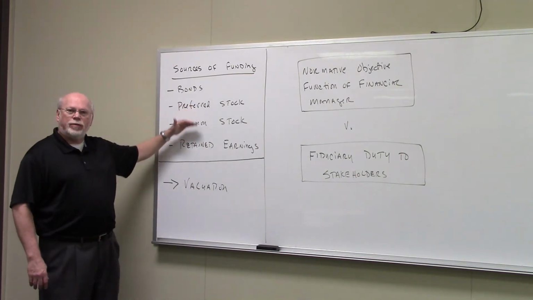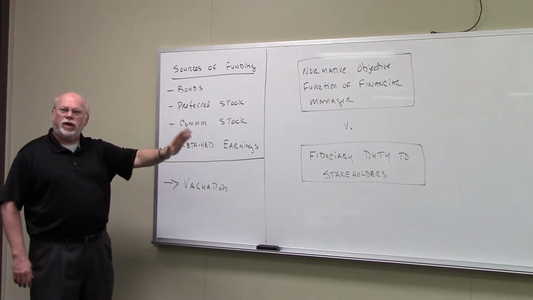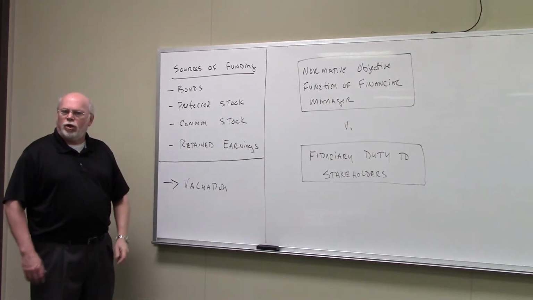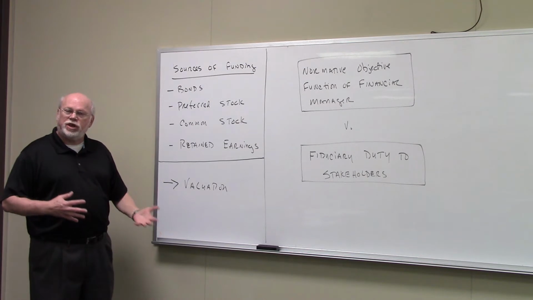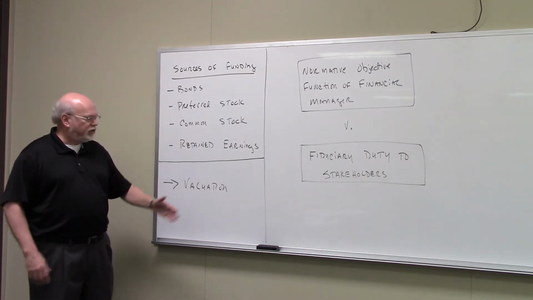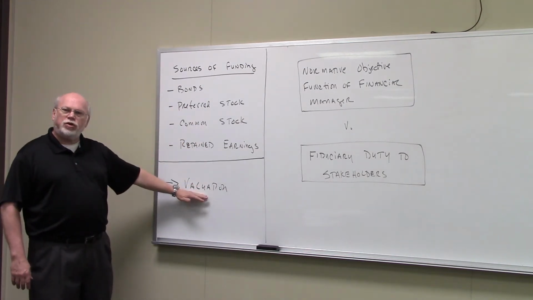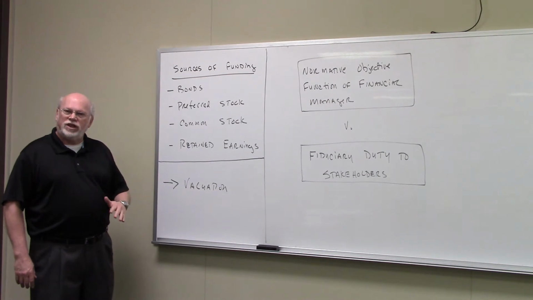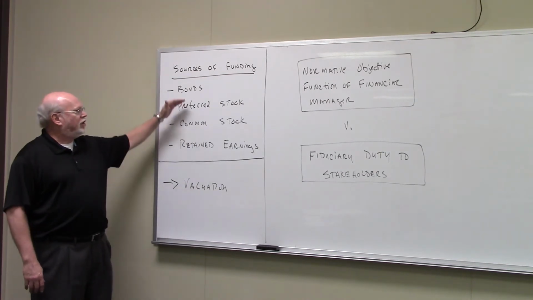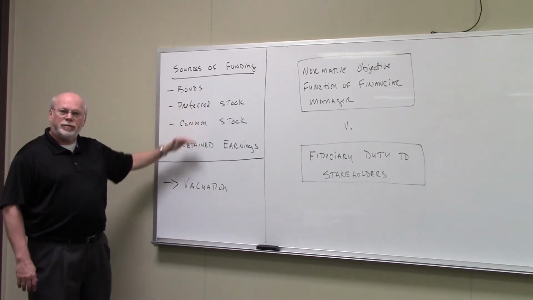Each one of these we'll separate out, we'll talk about what they are, some characteristics of them, things of that nature. And for each of these, I want to show you how to do what's called valuation. How do you find the value of bonds, preferred, and common?